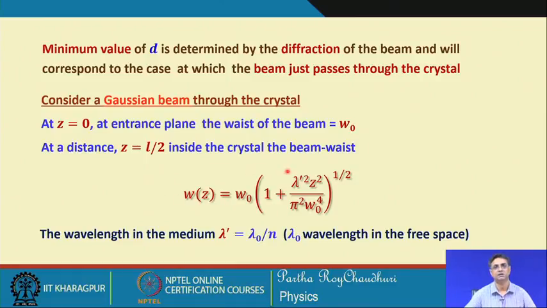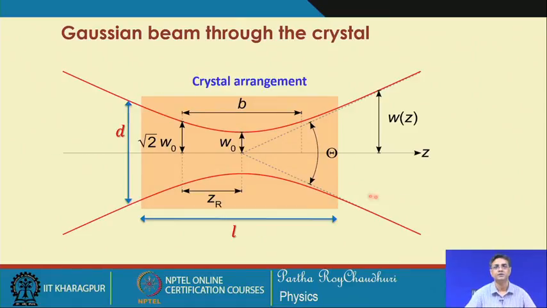So, this expression can be very quickly derived from that expression. And this is the notation that we have used. Lambda dash is lambda 0 by n, where lambda 0 is the free space wavelength, because the wave is travelling within the crystal, so the wavelength will be different. Now, you do not want the light to be outside the crystal, you want to maximize the light within the crystal. So, that is the design.